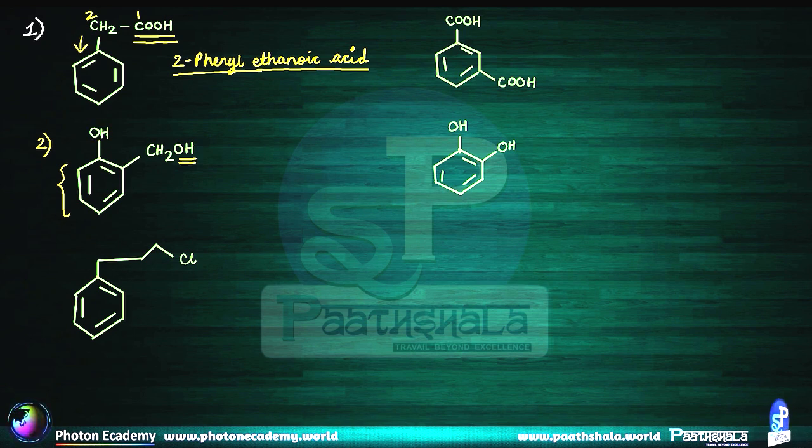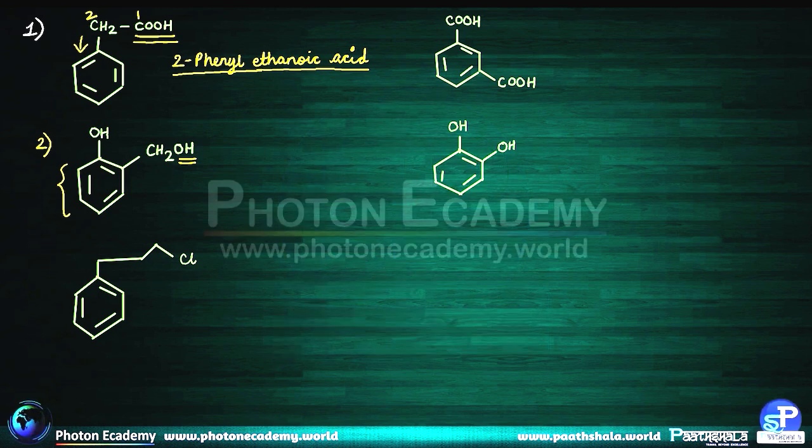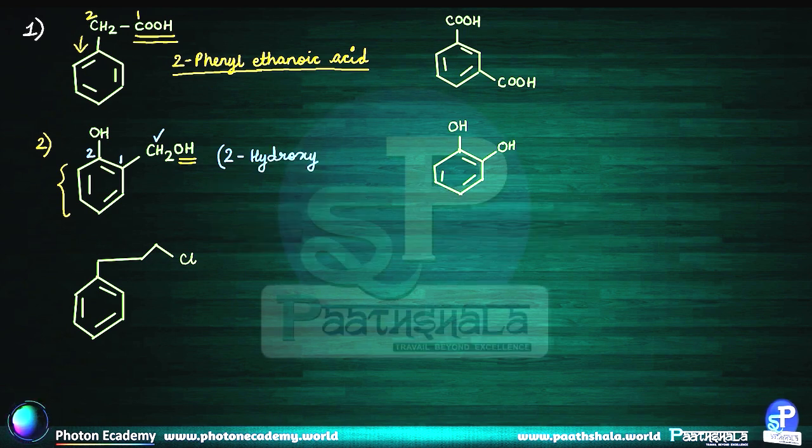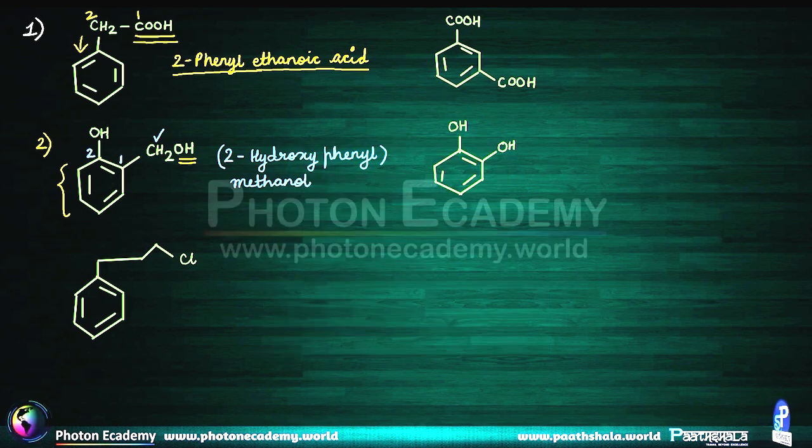So what we're trying to say is we give numbers, so we call this 1 and 2, and at 2 we see the appearance of the hydroxy group. So 2-hydroxy. Then we have phenyl over here, 2-hydroxyphenyl, along with this attachment of CH2OH, that is our methanol. All right, so the name of this compound is 2-hydroxyphenyl methanol.